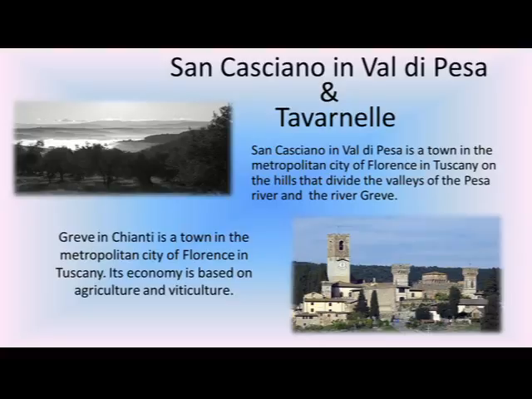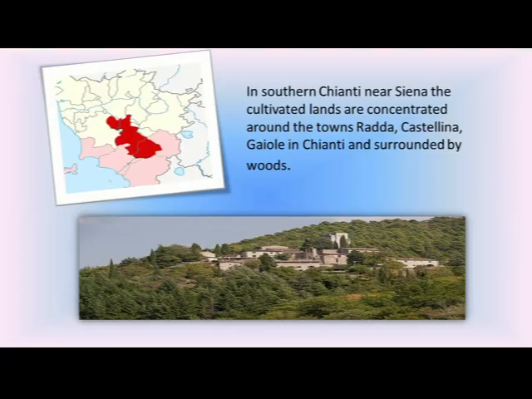San Casciano in Val di Pesa is a town in the metropolitan city of Florence in Tuscany, on the hills that divide the valleys of the Pesa River and the River Greve. Greve in Chianti is a town in the metropolitan city of Florence in Tuscany. Its economy is based on agriculture and viticulture.